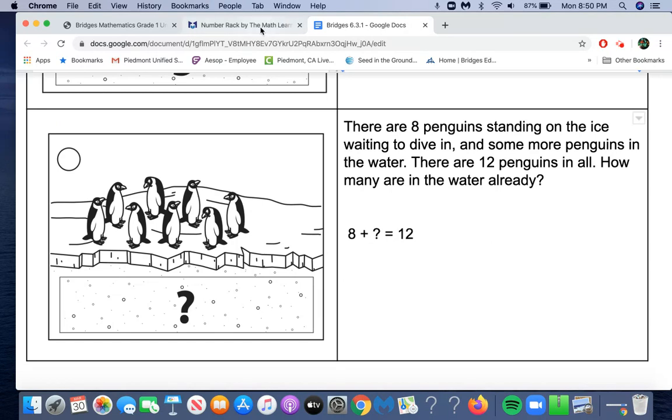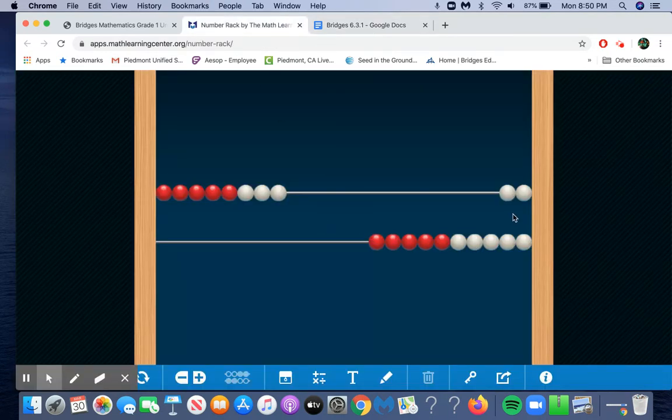So I'm going to go back to the number rack and go 8, some more. And then it'll become 12. I'm going to start counting up and see when I get to 12. Okay, well, that's 8, 9, 10, 11, 12. That's it. These 4 must have been in the water.